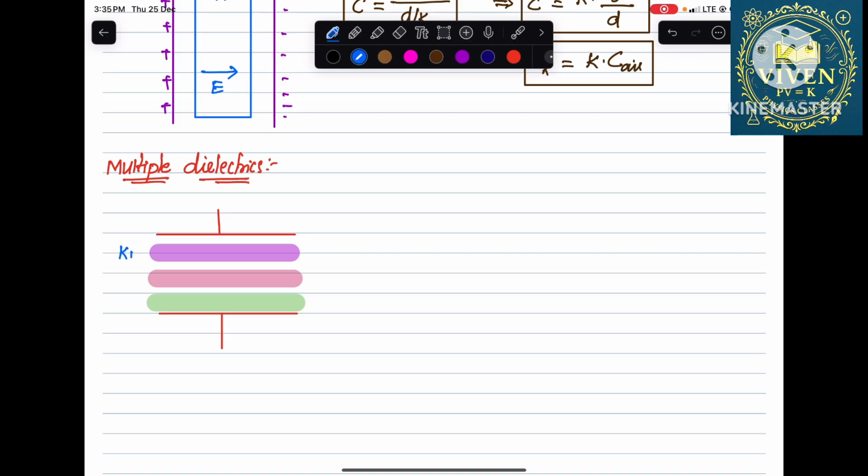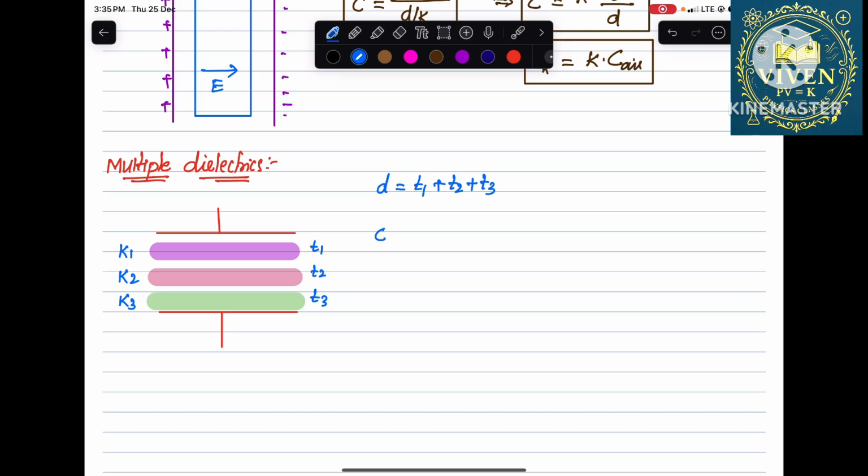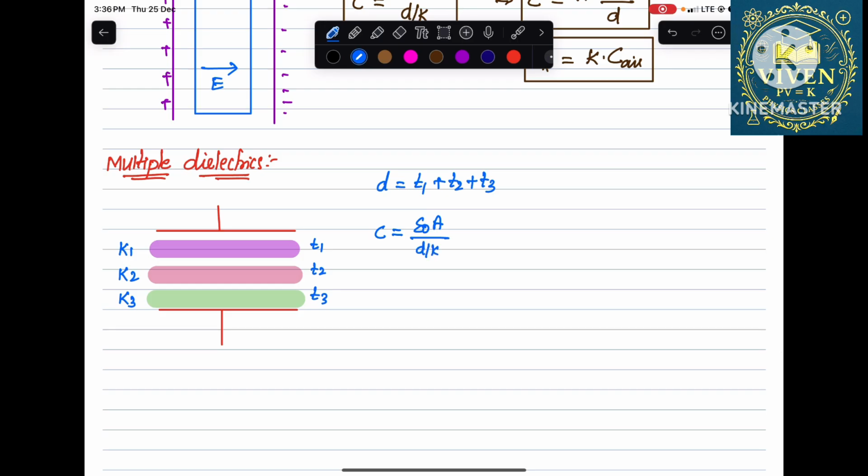Say each dielectric has a dielectric constant K1, K2, K3, and say their thicknesses are T1, T2, T3. Remember that the width between the parallel plates is now equal to T1 plus T2 plus T3. So the total width between the two parallel plates is the sum of the thicknesses of the dielectrics. Therefore capacitance for this one is basically epsilon naught A by D by K for each dielectric.